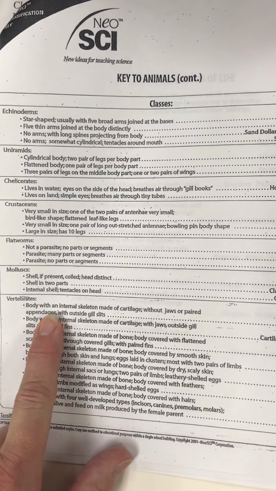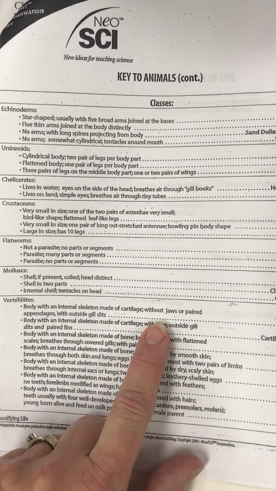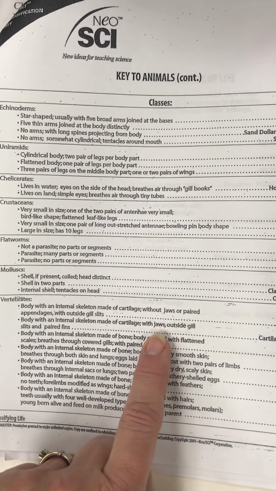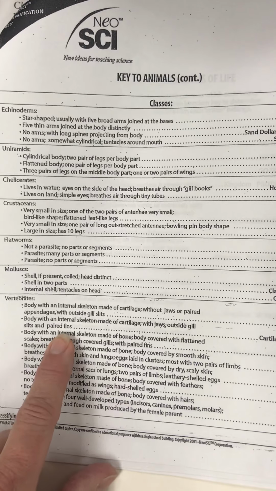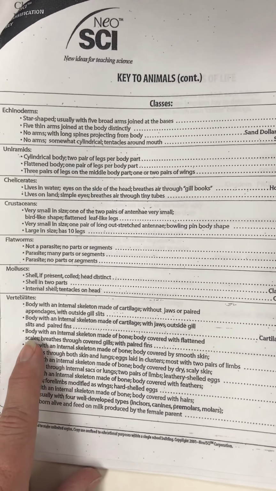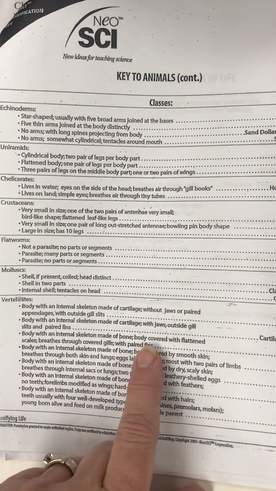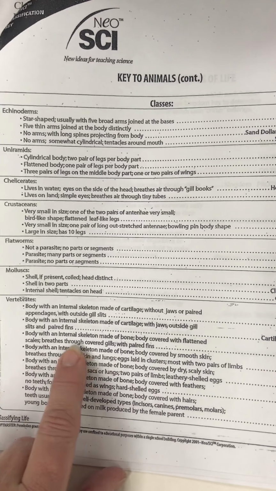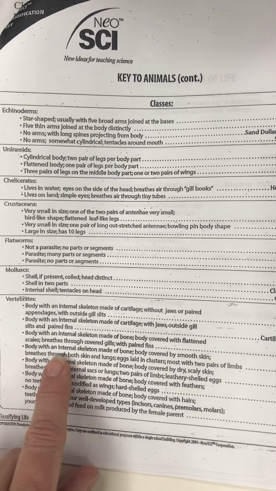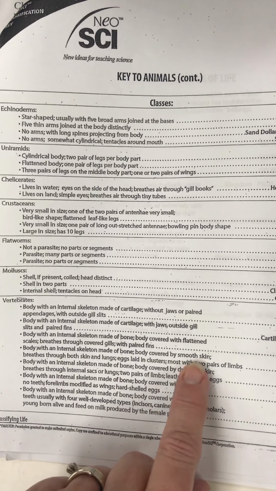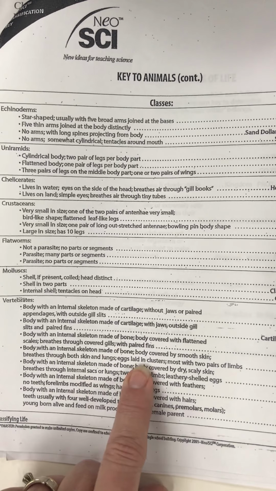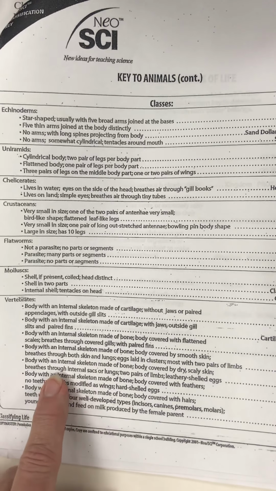Body with an internal skeleton made of cartilage without jaws. I think a bird has a mouth. Body with internal skeleton with jaws, gill slits, and paired fins. I don't think so. Body with internal skeleton made of bone. Body covered with flattened scales. No, and it doesn't breathe through gills either. Body with internal skeleton with bone, mostly covered with smooth skin. Breathes through the skin and lays eggs. Well, it does lay eggs, but it doesn't breathe through its skin.